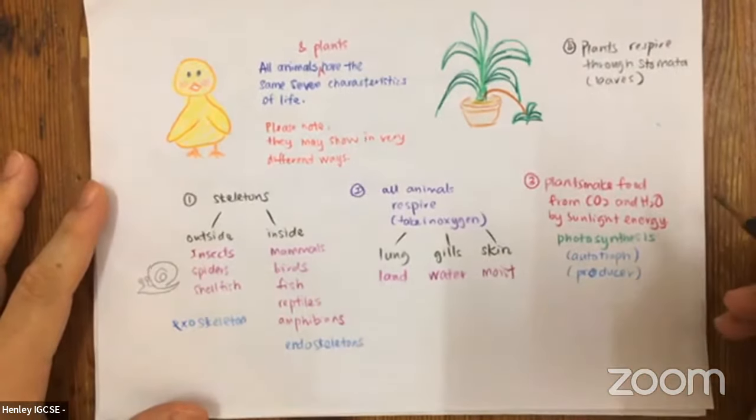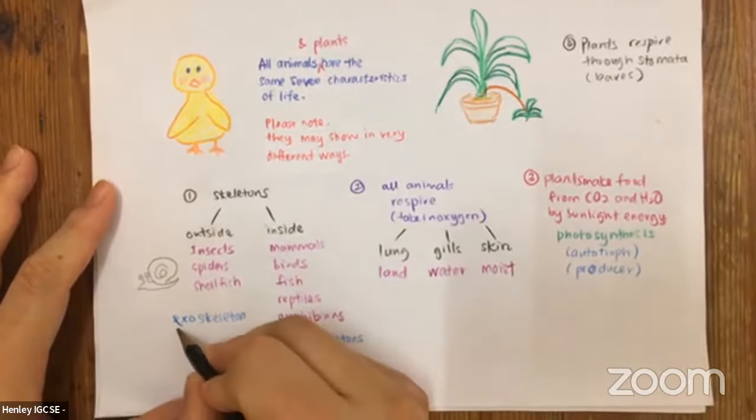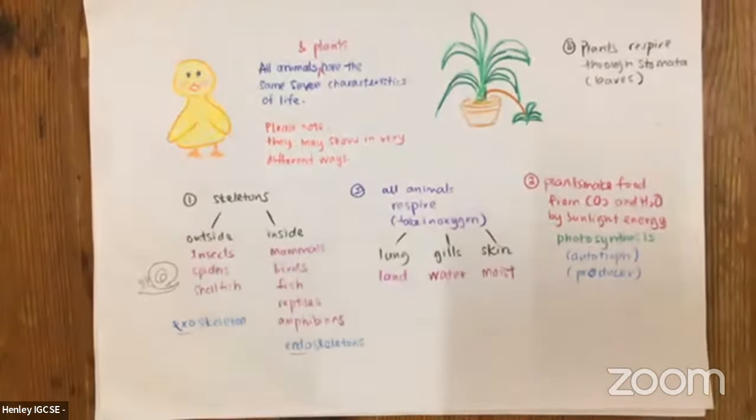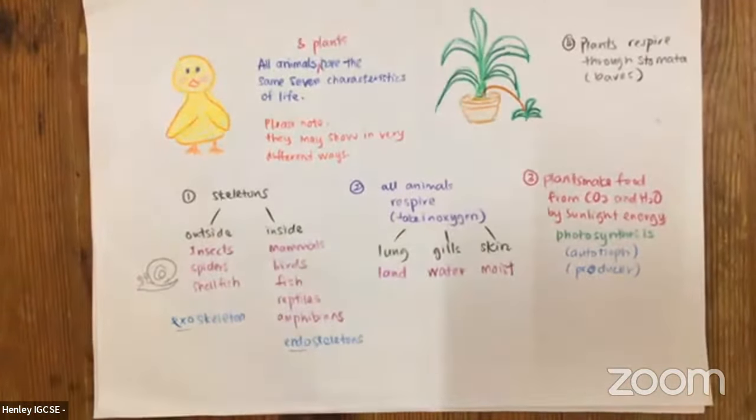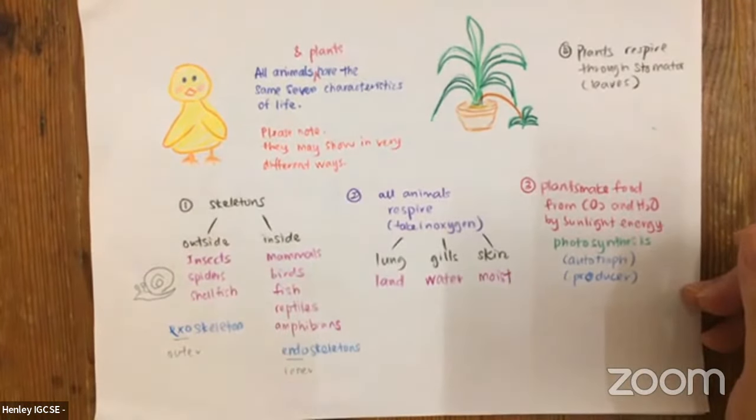There are two words that we need to be introduced to, which are exo and endo. In science we always use these two. This is the outer, and this is the inner, or interior, versus exterior. Exoskeleton means the supporting skeleton is outside, and endo means inside.